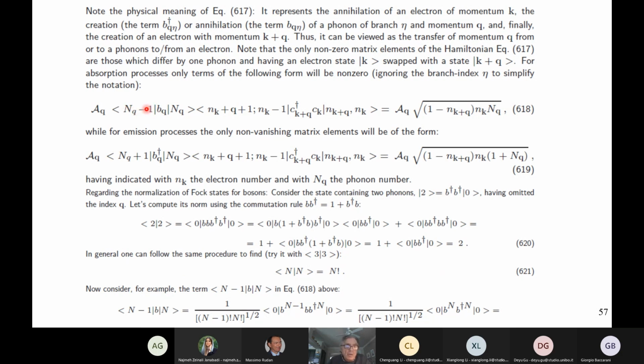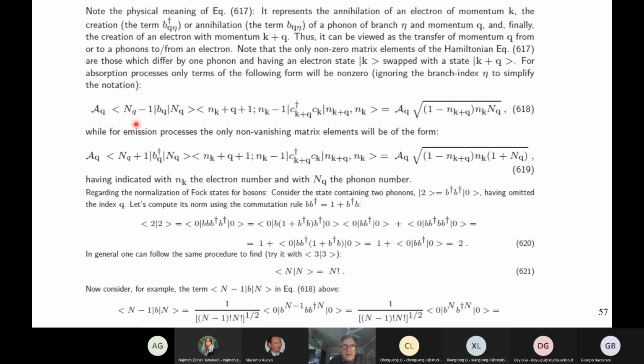If this is not nq minus 1, this is 0, because these would be two eigenstates of the Hamiltonian, which is a Hermitian Hamiltonian, corresponding to different eigenvalues. So it will be 0. So the only non-zero matrix element is this one. So ignore this for a moment.